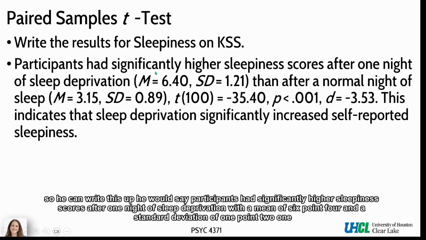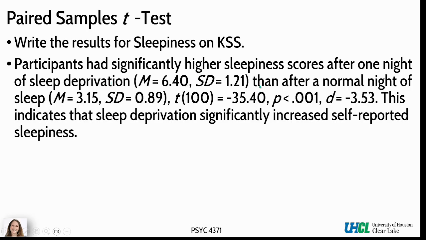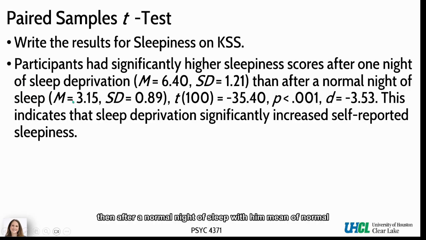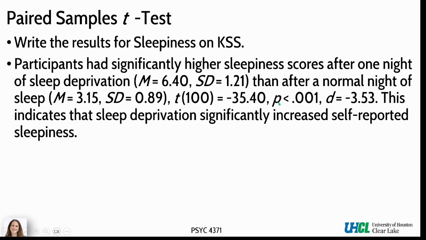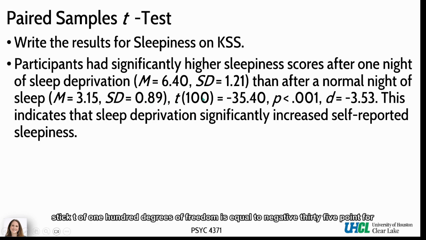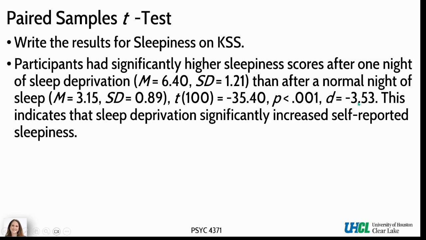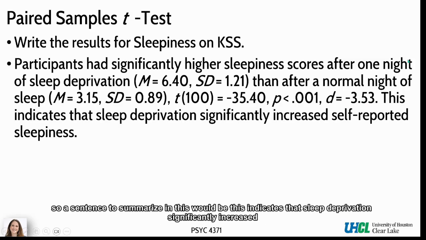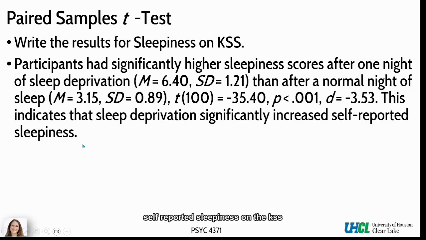You would say participants had significantly higher sleepiness scores after one night of sleep deprivation with a mean of 6.4 and a standard deviation of 1.21 than after a normal night of sleep with a mean of 3.15 and a standard deviation of 0.89. Then you report your statistic. t with 100 degrees of freedom is equal to negative 35.4, comma, p is less than 0.01, and Cohen's d is equal to negative 3.53. So a sentence just summarizing this would be, this indicates that sleep deprivation significantly increased self-reported sleepiness on the KSS.